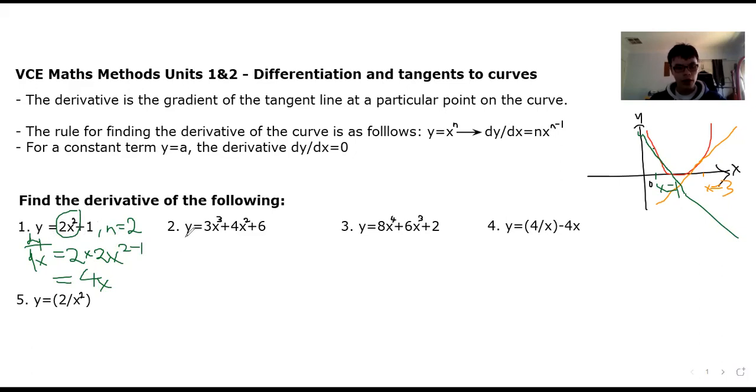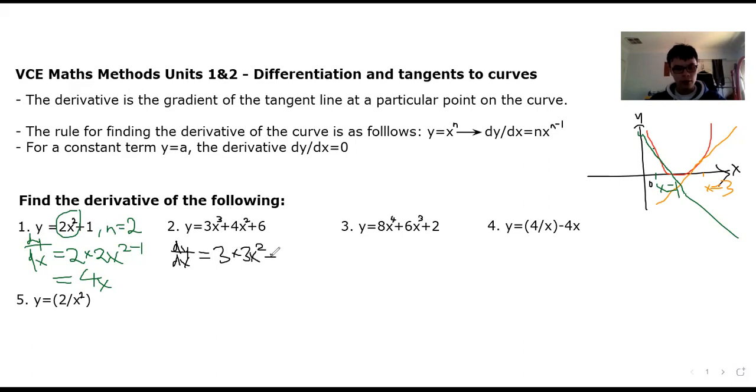Next one, so we have y equals 3x to the power of 3 plus 4x squared plus 6. So for this one, we have the power of 3 and the power of 2. So let's focus on this power of 3 first. So we have dy/dx equals 3 times, so we bring this 3 next to the x now. So we have 3 times 3x. And then we just subtract 1 from this power of 3 here. So it becomes 3x squared, and then we multiply by this 3.